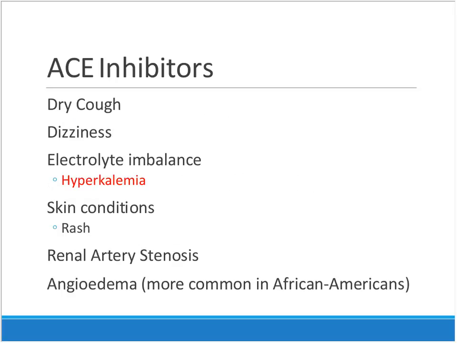So the major side effects for ACE inhibitors: these can cause electrolyte imbalance. The main thing is hyperkalemia, and we will return to this later because there are a lot of medications here that can affect our potassium.